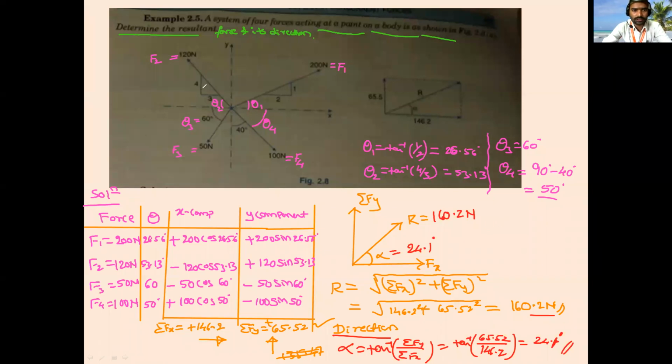First, find out all the forces and mark F1, F2, F3, F4. Then find out the theta values. Then draw this flow chart: force, theta, x component, y component. Then summation of sigma fx and sigma fy. Depending on the direction of sigma fx and sigma fy, fix the quadrant in which the resultant lies. Then determine the resultant force R and its direction alpha. Finally, draw the resultant in the quadrant.